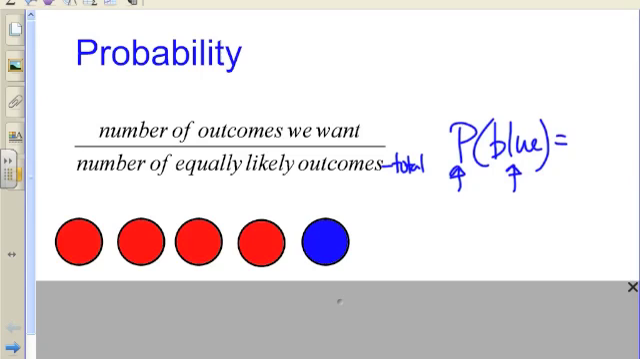So if I were to randomly select one circle, what's the probability that I select blue? Well, it's 1 out of 5. We can see that's because there's one blue circle out of 5 circles total.